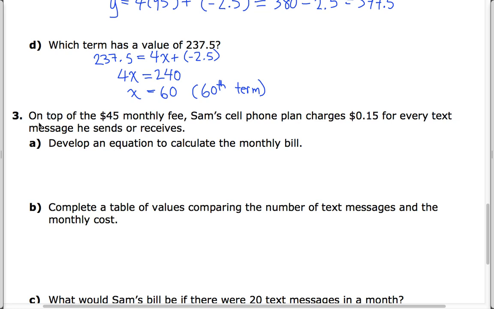In number 3, it says, on top of the $45 monthly fee, Sam's cell phone plan charges 15 cents for every text message that he sends or receives. Develop an equation to calculate his monthly bill.